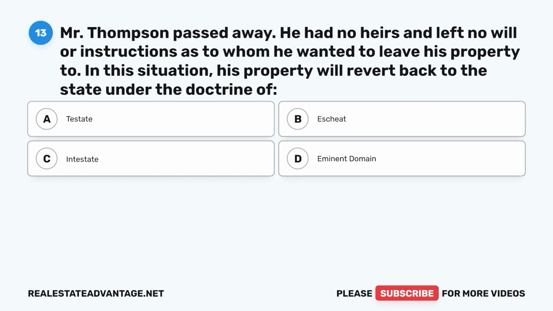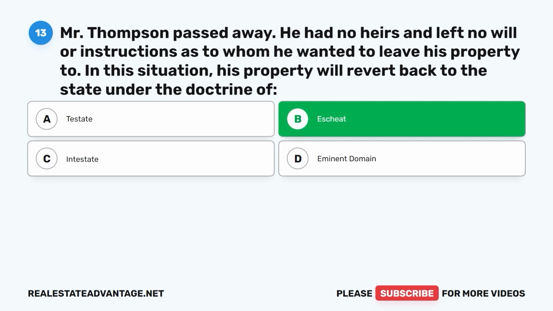Question 13. Mr. Thompson passed away. He had no heirs and left no will or instructions as to whom he wanted to leave his property to. In this situation, his property will revert back to the state under the doctrine of: A. Testate, B. Escheat, C. Intestate, D. Eminent domain. The correct answer is B.